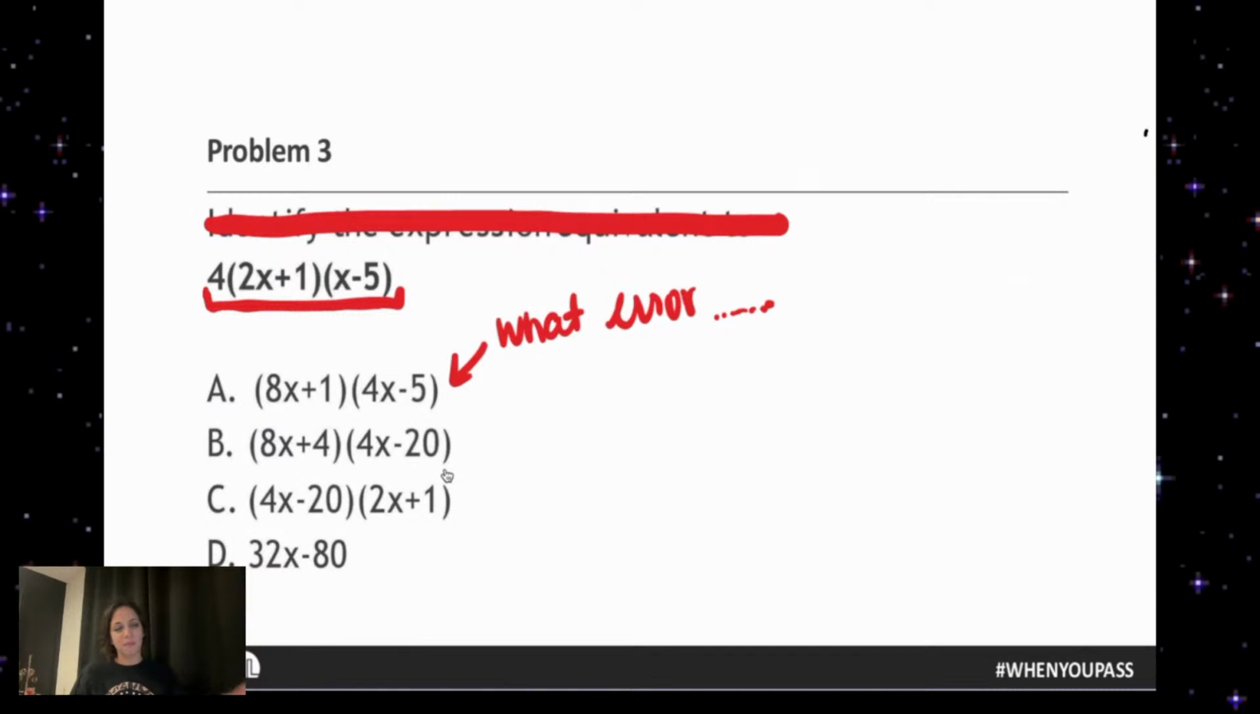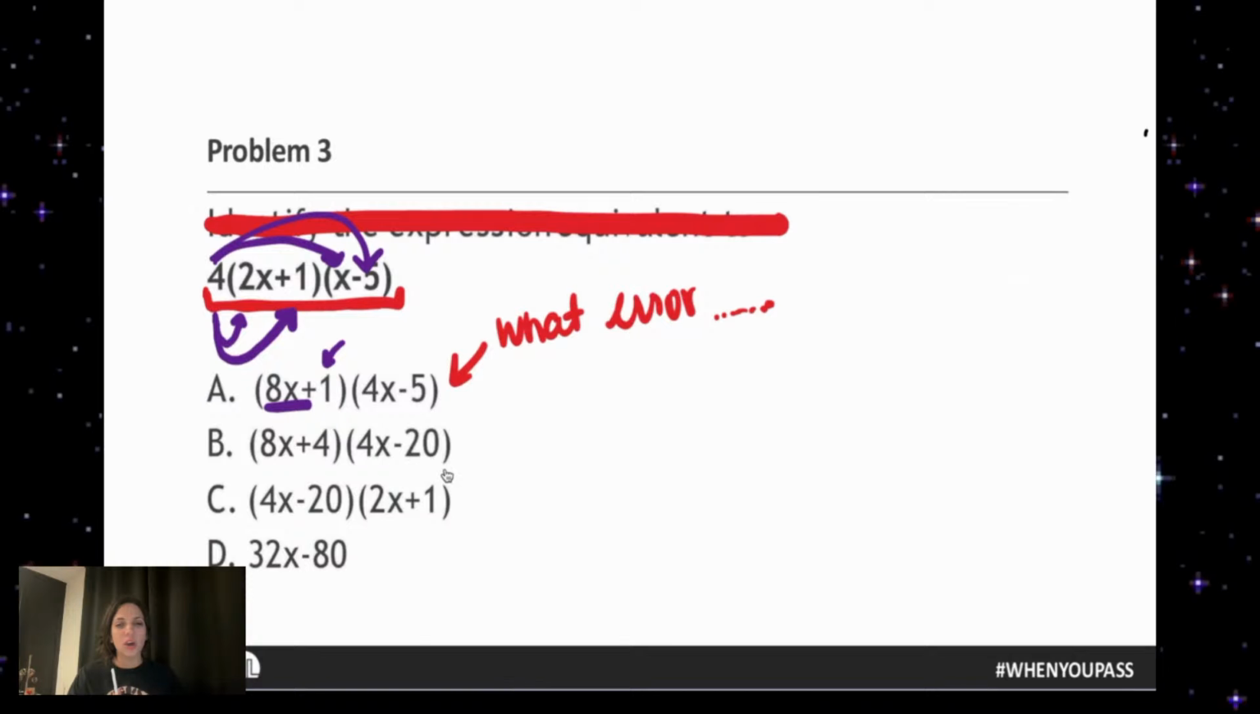I want you to think about that for a minute. What error did that student make? That student only multiplied the 4, not the 4x, to the 2x, and they got 8x. But then they were supposed to multiply the 4 times the 1 to get a 4, and they only got a 1. And the student multiplied the 4 into this x too, but didn't multiply it into this one. So they over-distributed in some areas, but under-distributed in others.